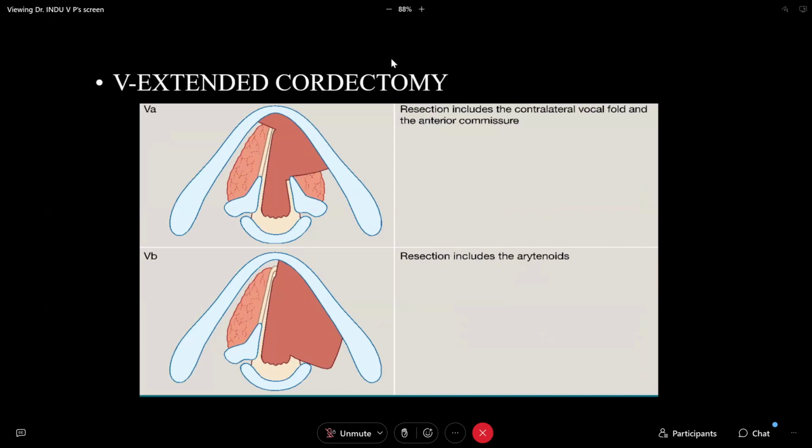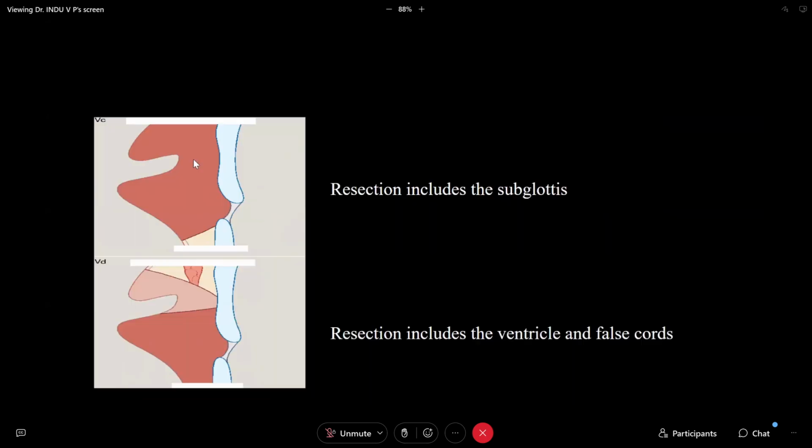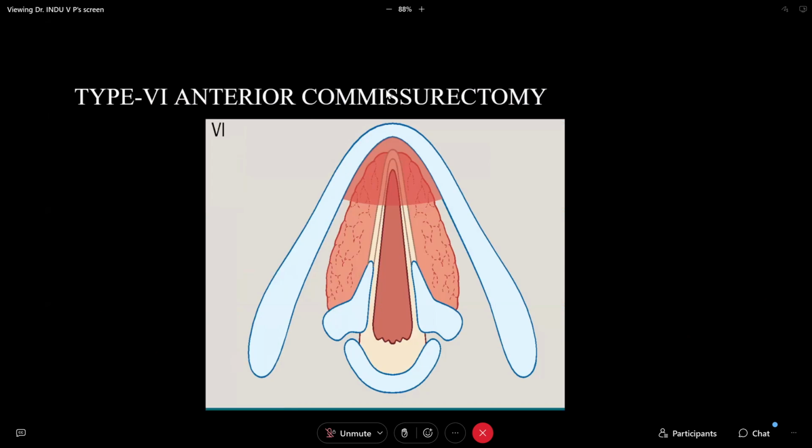Coming to the extended cordectomy, where extended cordectomy is a total cordectomy, along with if we are removing the anterior commissure and part of the contralateral fold, it is type 5A. 5B is when we resect the arytenoid, and 5C is when the total cordectomy includes the subglottis, and 5D when the resection involves the ventricle and false cord. Type 6 is the anterior commissurectomy.